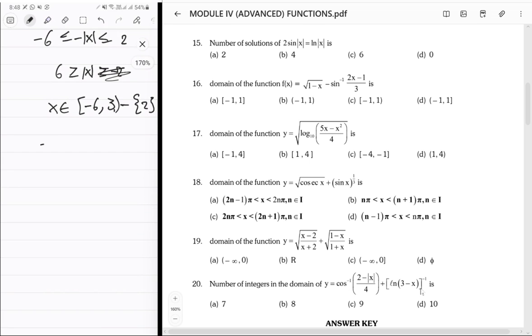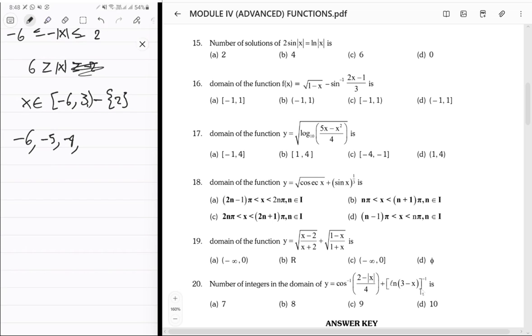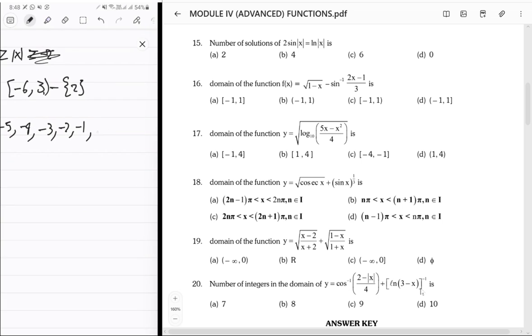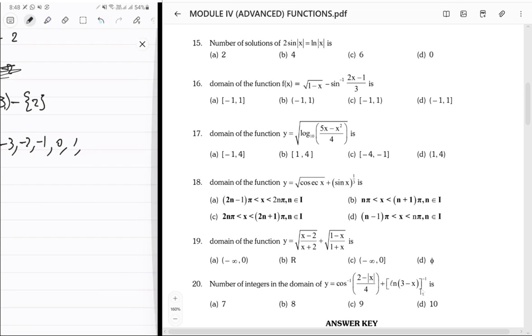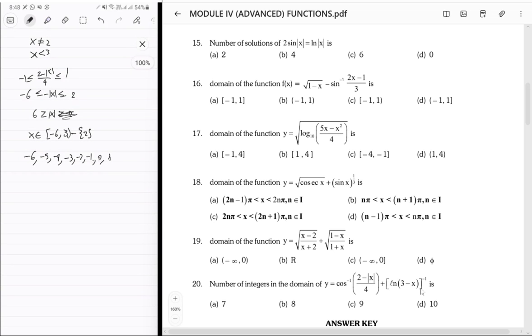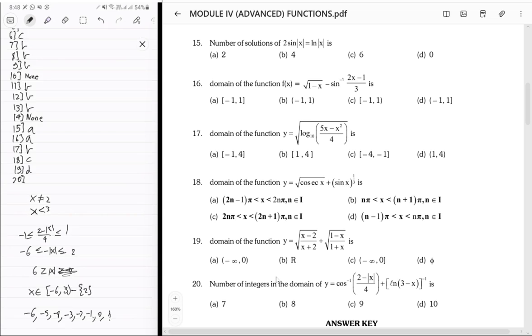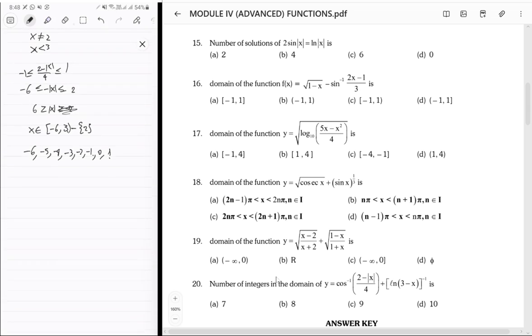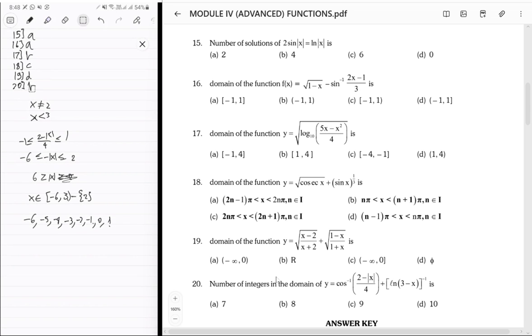So how many integers in this range? You got negative 6, negative 5, negative 4, negative 3, negative 2, negative 1, 0, 1, no 2, and once again no 3. These are all the integers in there. You got 6, and then 7, 8. 8 integers, which is option B, I guess. Next question, 21.